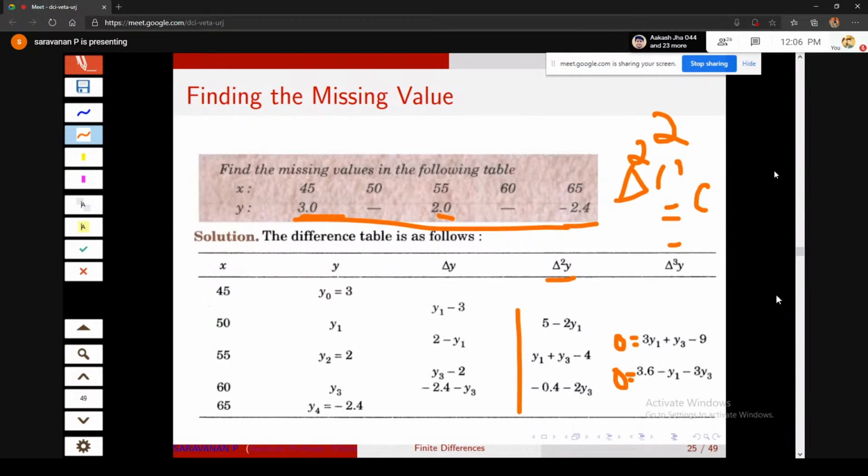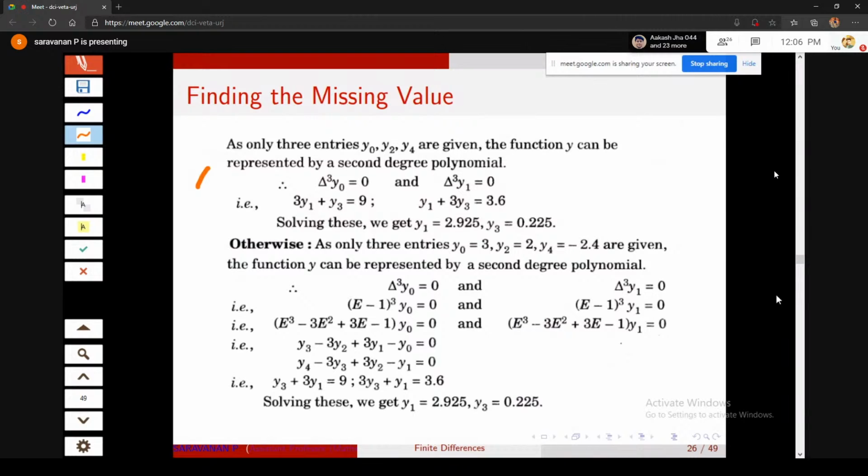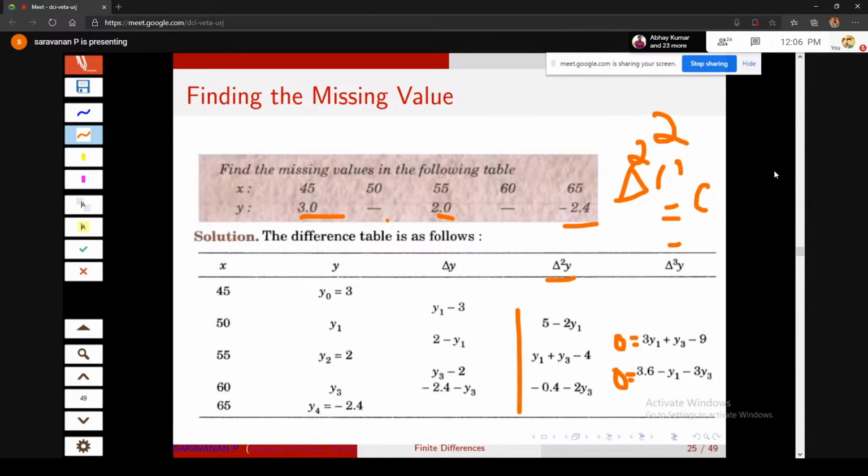Suppose only one is missing, how will you solve the problem? Assume that at 50 the value is given as 4. Only one is missing. In that case, you go ahead and compute delta power 4 also. You'll get only one value here, right? Then we put it equal to 0, and you'll get the answer. That is one way. And the other method is without using the table.